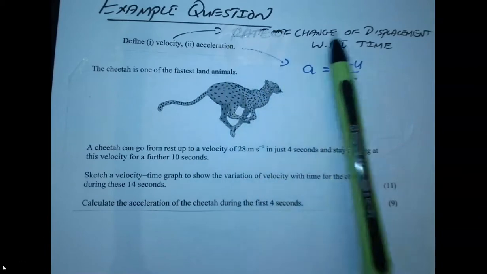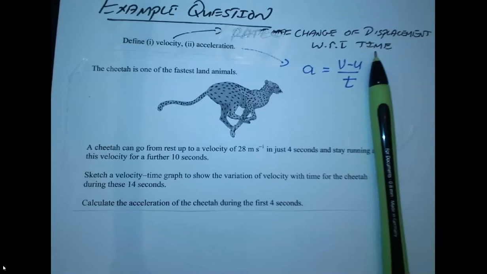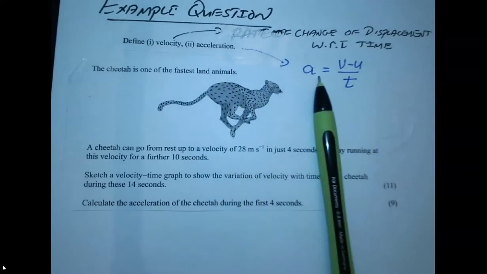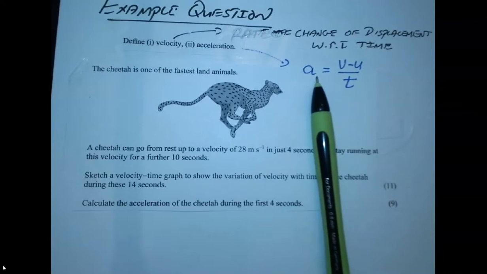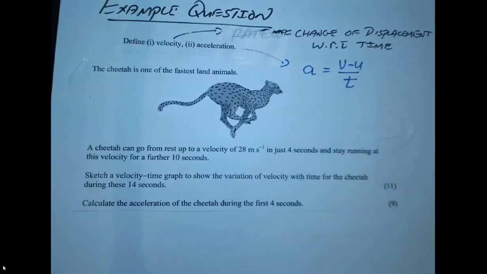Well, velocity is the rate of change of displacement with respect to time, or you can say velocity is speed in a given direction. That's perfectly acceptable as well. What is acceleration? Acceleration is the rate of change of velocity with respect to time, or you can give this formula and of course label it as we've just seen previously. Acceleration is final velocity minus initial velocity over time taken.